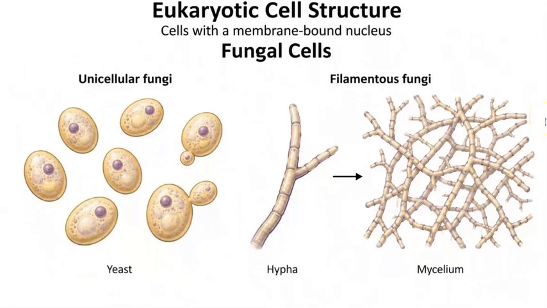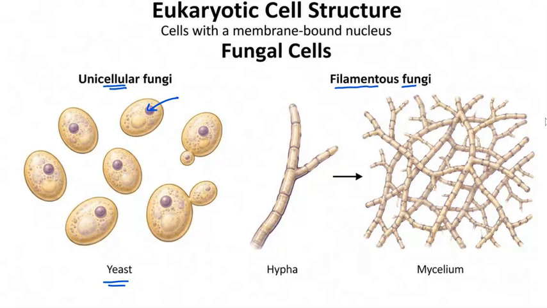Now, in fact, fungal cells can be found as unicellular fungus, and this would be true of the familiar yeast that we know of. So these are single cells. They have a true nucleus like so, and that contrasts with other types of what we call filamentous fungi.